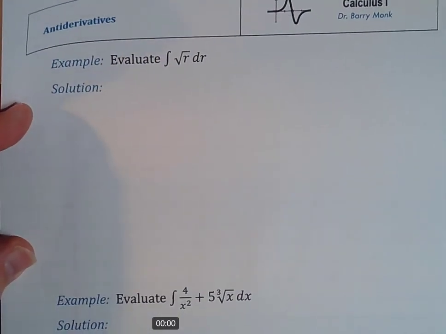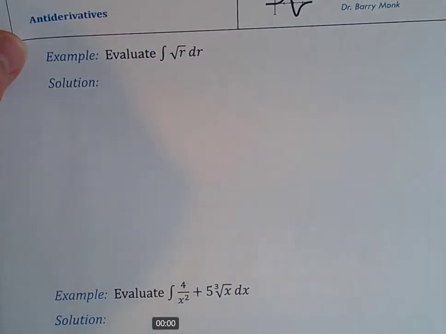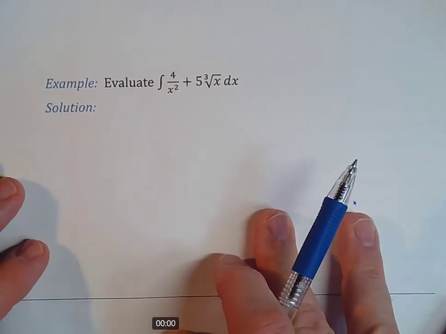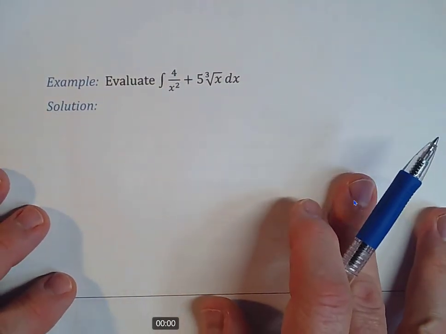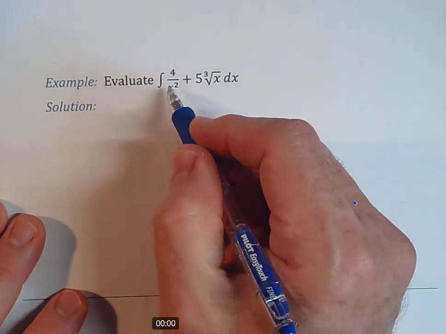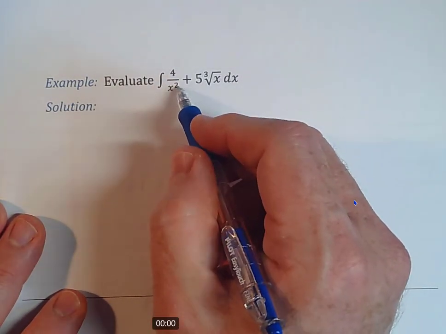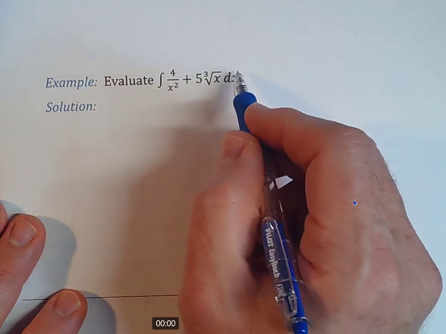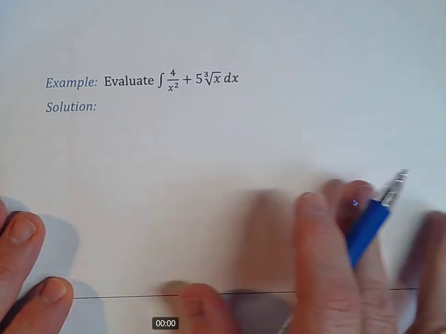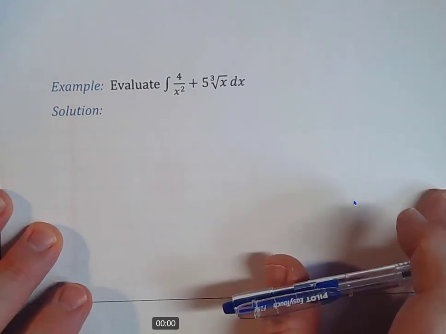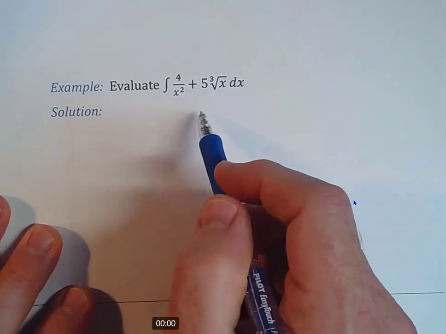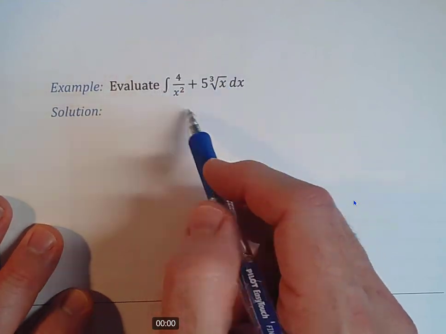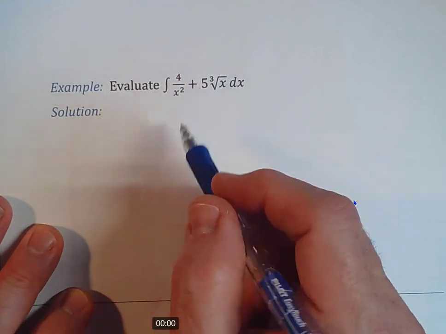Okay, let's see. Well, I've already done that one. Looks like I just have a problem that's repeated there. How about we look at this one right here? We want to evaluate the indefinite integral of 4/x² plus 5 times the cube root of x. We want to do that with respect to x. Okay, so I'm not ready to just jump in and start doing antiderivatives yet. It looks like I have to do a little bit of algebra before I can do that.